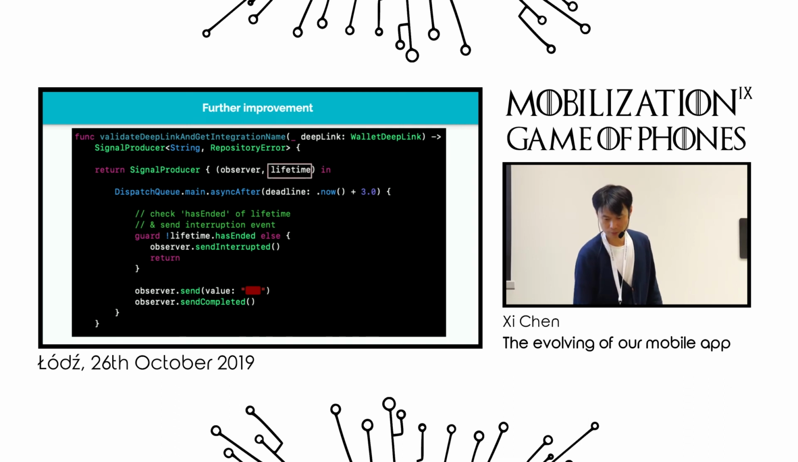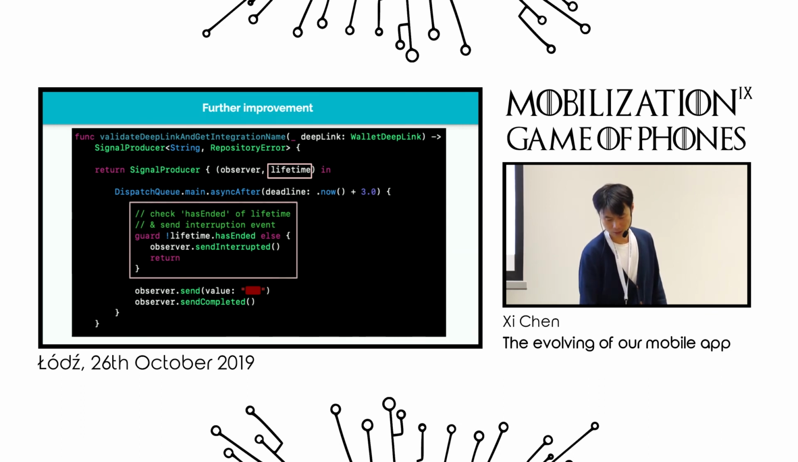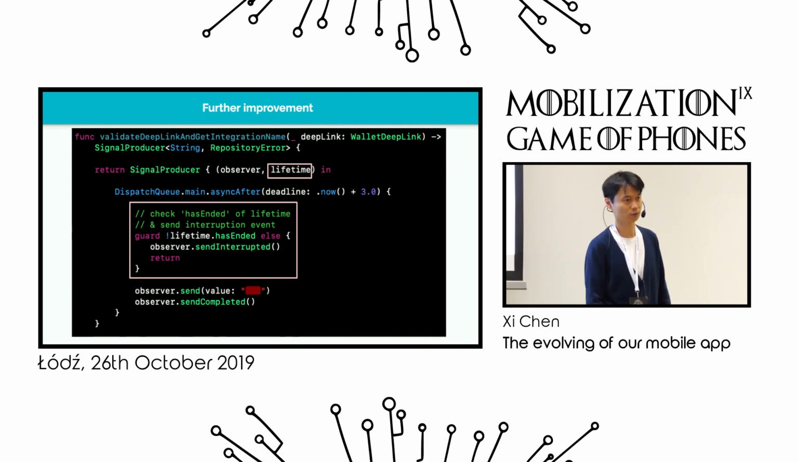But there is a further improvement we could do. That's in the signal producer. Previously, in the previous slide, we don't use this lifetime object, the parameter, at all. But we can use that to stop our signal producer more nicely, because it can check the status of the lifetime and send interruption events to immediately stop everything. With the previous code, there could be some objects still sitting around in memory and after a certain amount of time get erased, but that's not good.